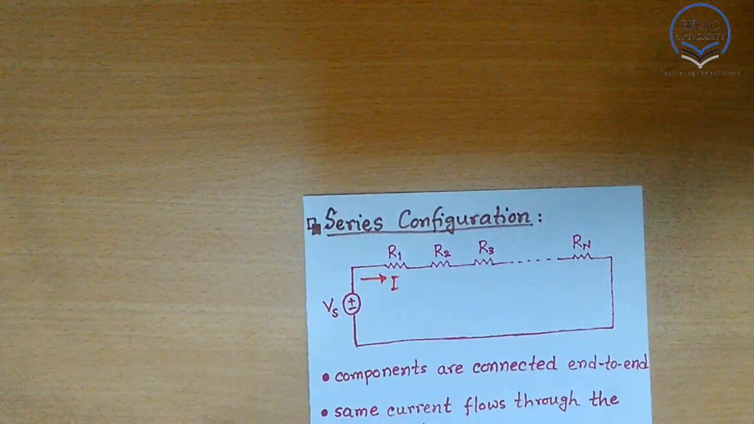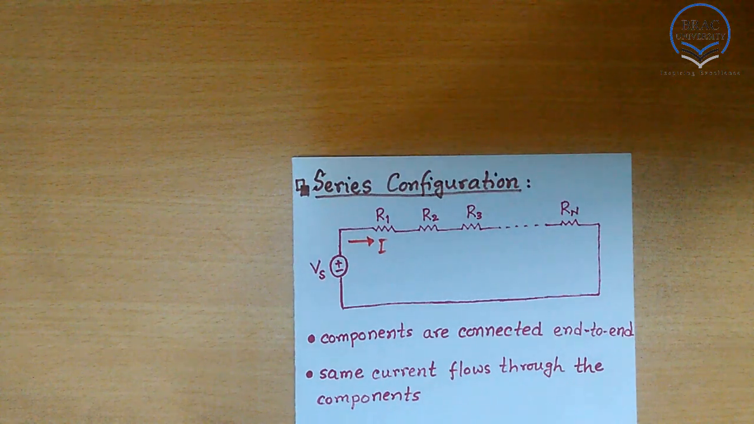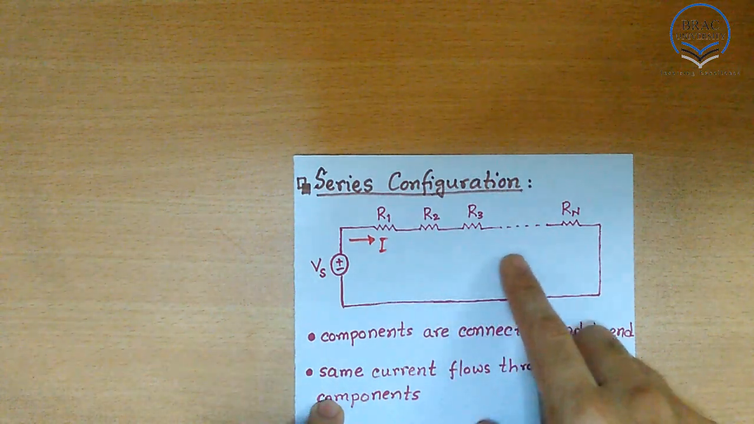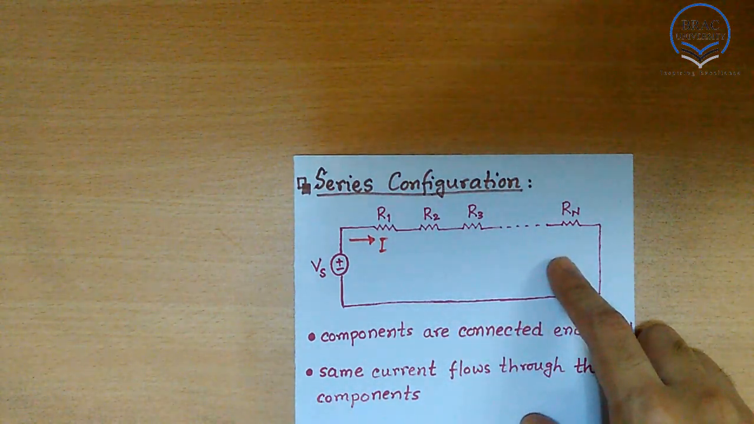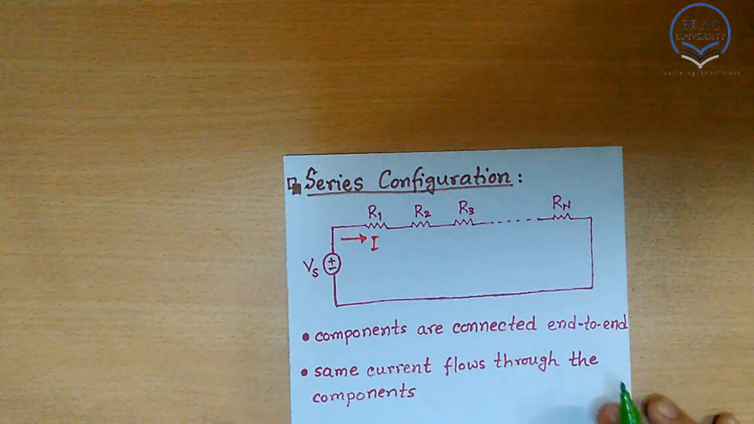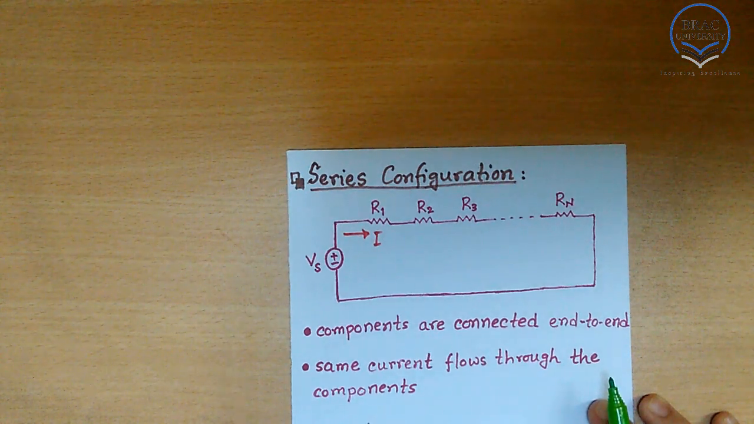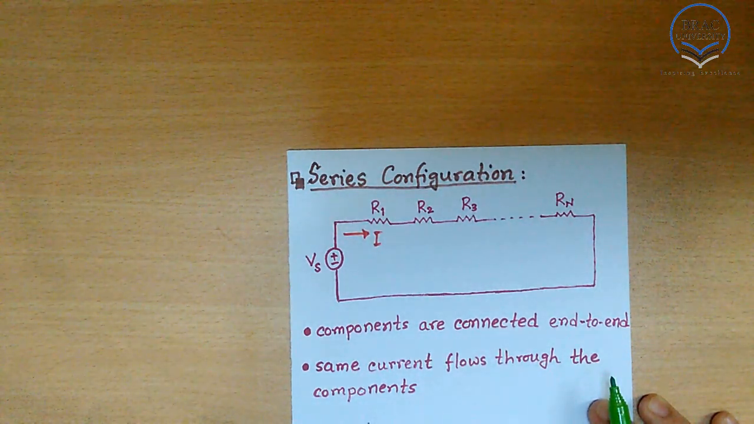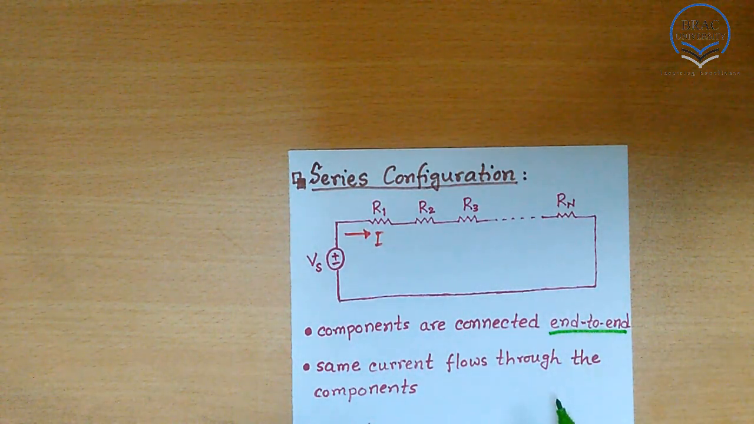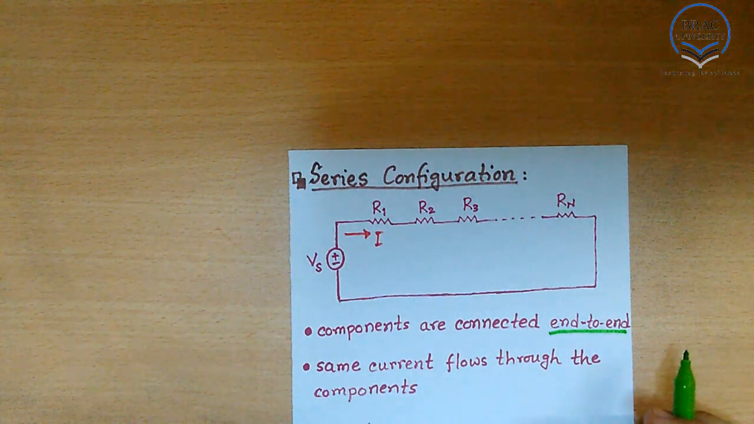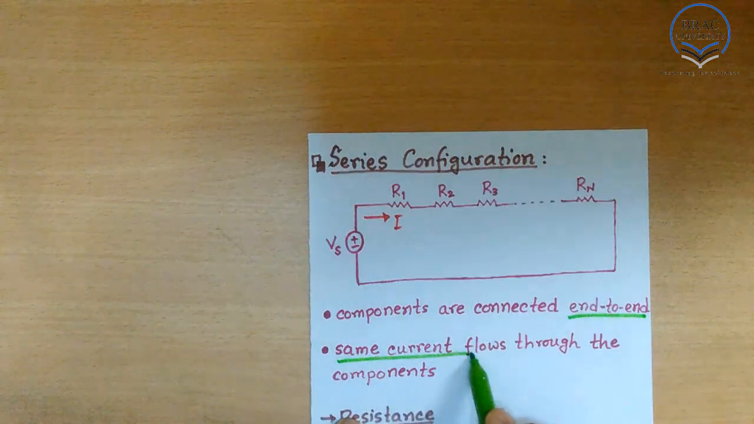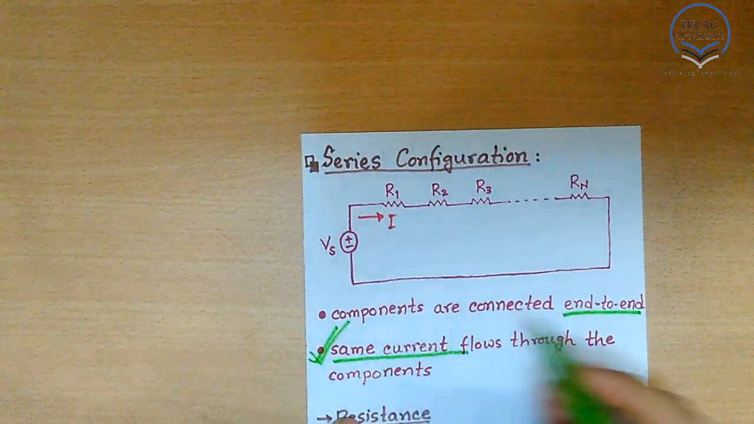So, here is the series configuration of a simple circuit. In this circuit, we can see the R1, R2, R3 and Rn resistances are in series configuration. So how do we understand if the resistances are in series? The first property that we can discuss is that the resistances are connected end to end to form a long chain. But the defining characteristic of a series configuration is that the same current flows through all the elements. This is the most important fact of a series circuit.